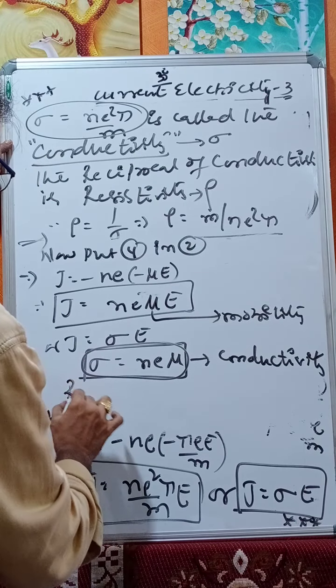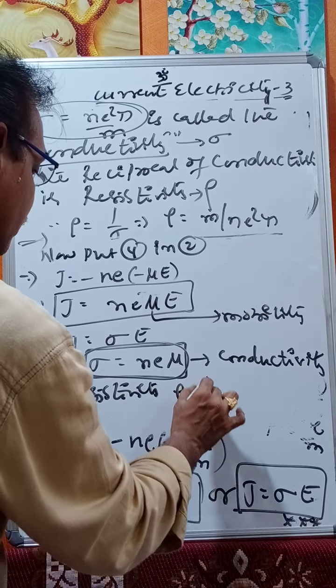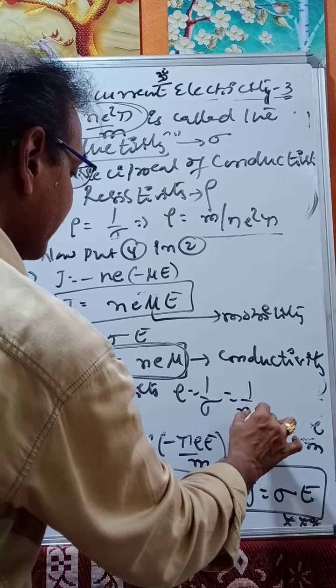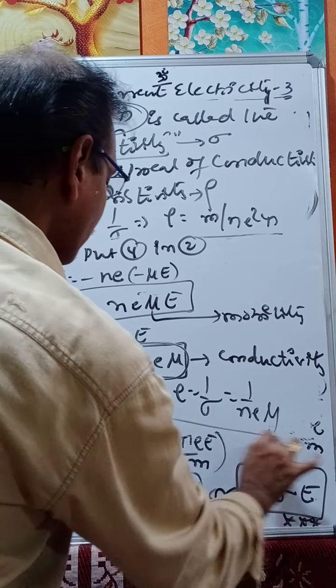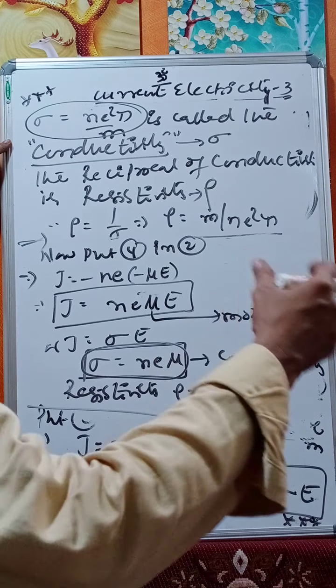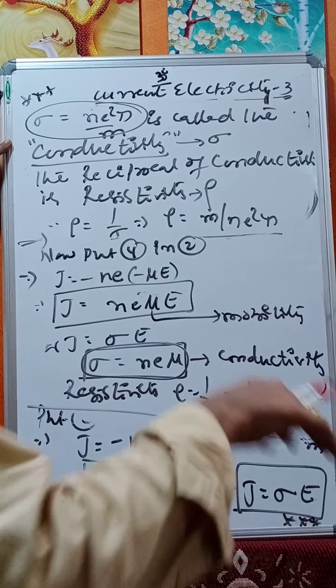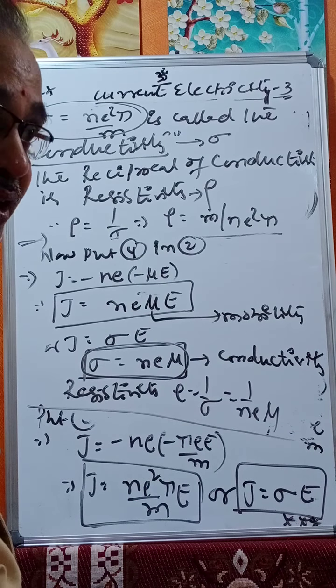And what is resistivity? Resistivity rho is equal to 1 by sigma, that is 1 by Ne mu. So this is the relation between current density and drift velocity, and also the expressions for conductivity and resistivity in terms of mobility and relaxation time.